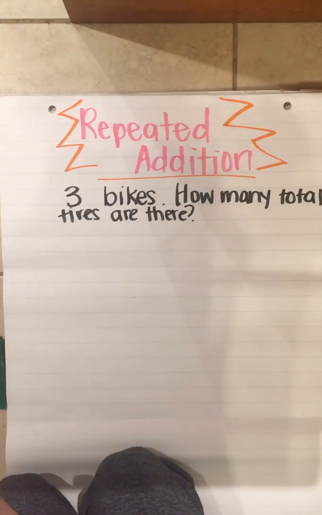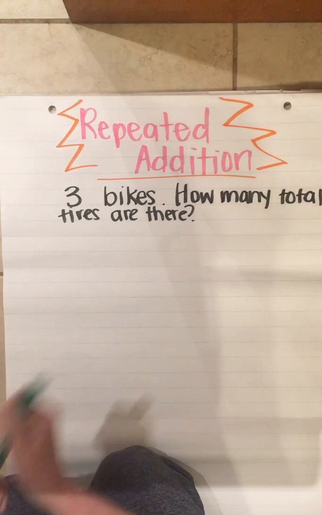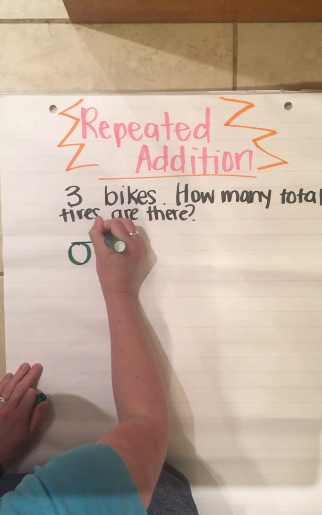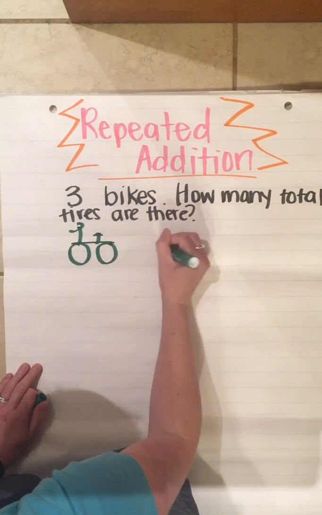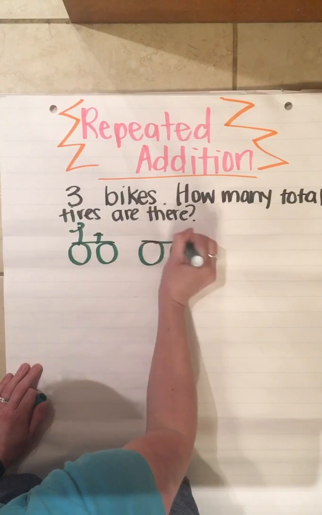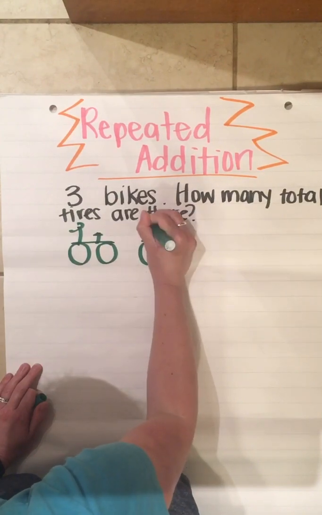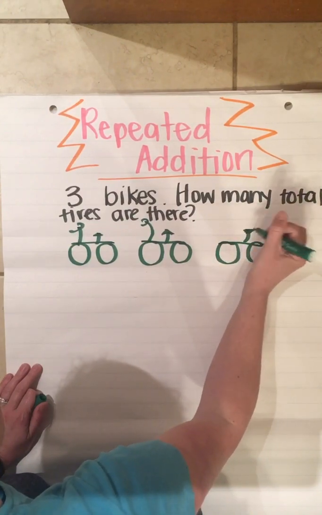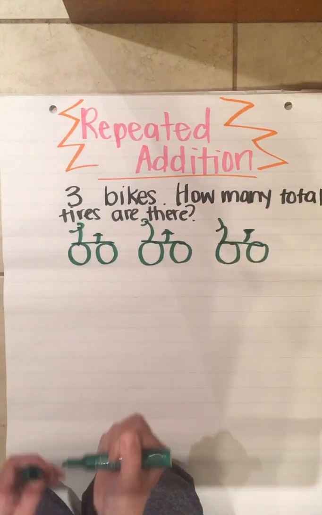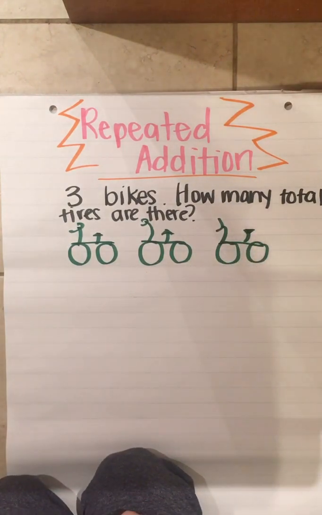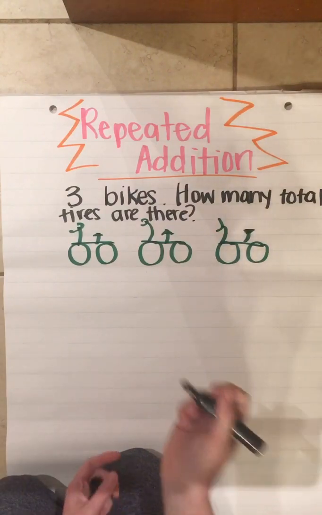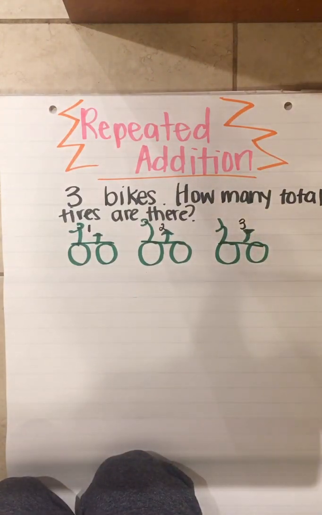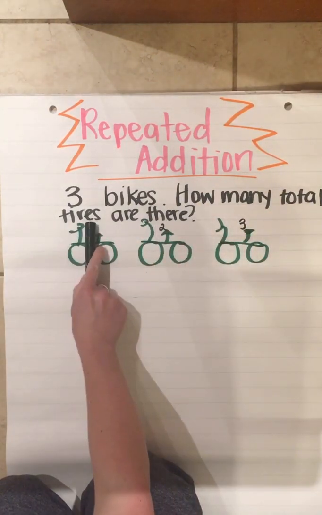Okay, so now you might laugh at my drawing of the bikes here, but here's one bike and here's a seat. Okay, there's one bike. Two bikes, and this is the seat, in case you were wondering what that was, and the handlebars. Okay, there are my 3 bikes. Okay, I have 1, 2, 3 bikes. Now, I need to know how many tires there are.